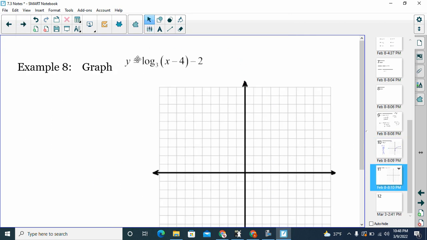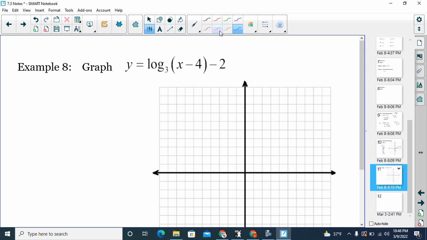Example 8, last one. Y equals log base 3 of x minus 4, minus 2. Start by translating. Translation works the same as it does with other equations. Right 4, down 2. Parent function, if I take out the right 4 and the down 2, I'm left with y equals log base 3 of x.